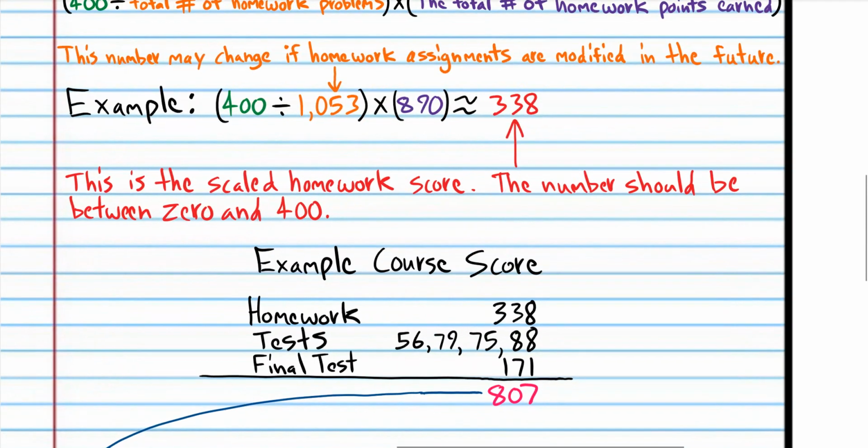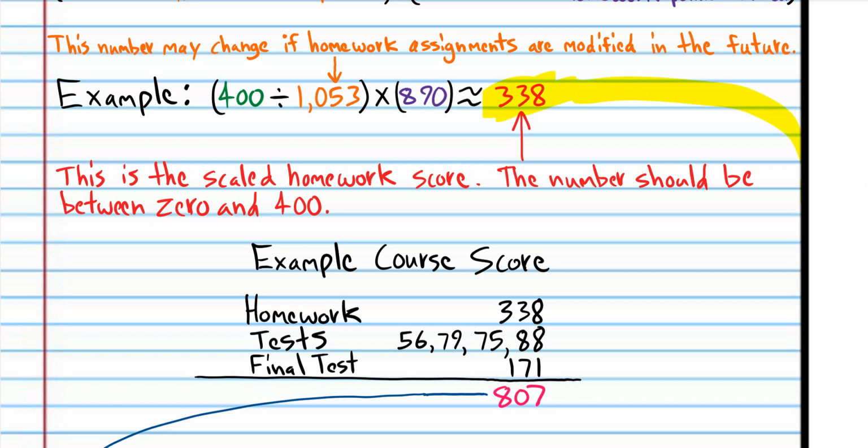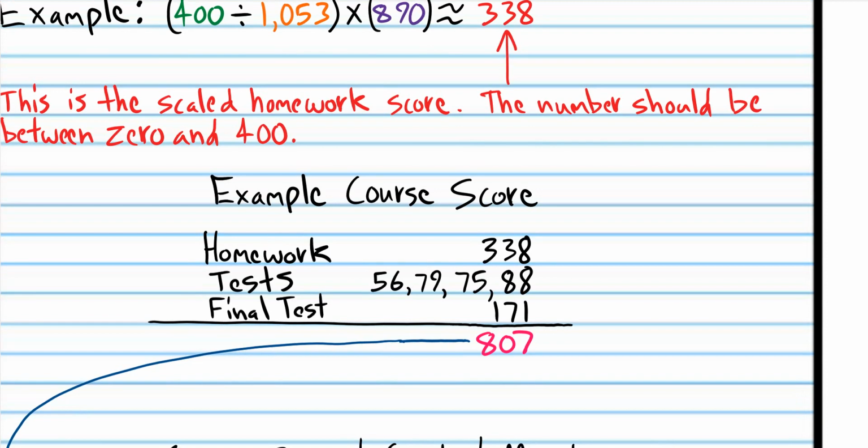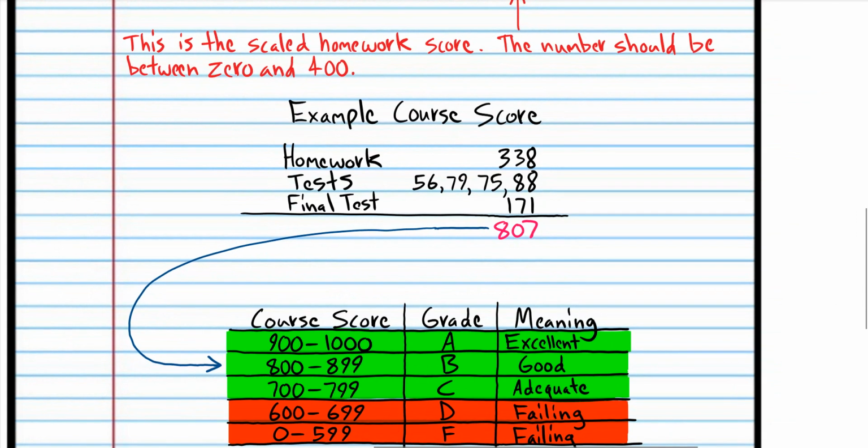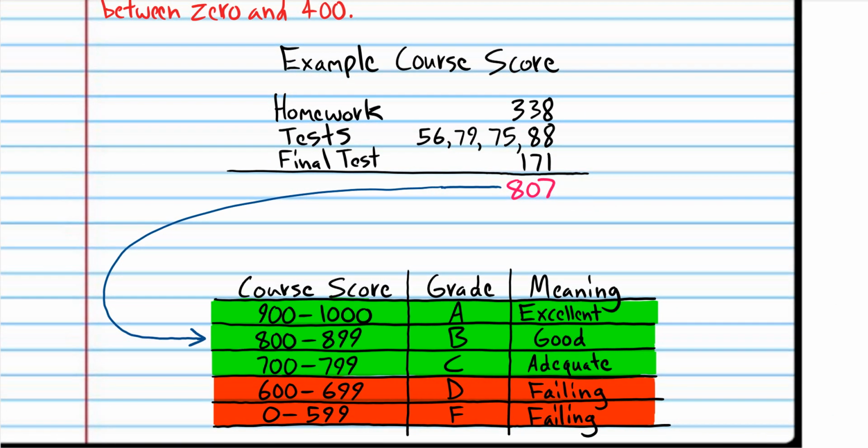So let's say that my scaled homework score were 338. I'm going to put that number here. And let's say on the first test I got 56 points out of 100. And on the second test I got 79 points out of 100, and so on and so forth. And on the final test I got 171 points out of 200 possible. So add all those numbers up and I get 807 points total for the course. And so that would correspond to a B in the course.